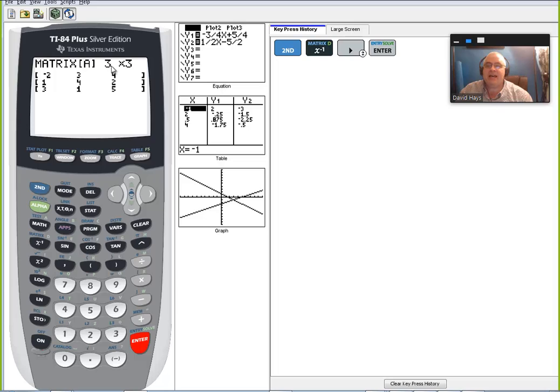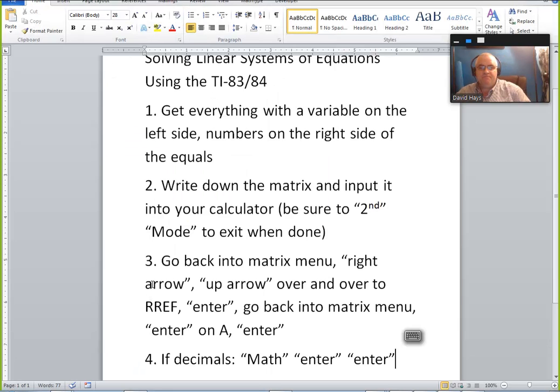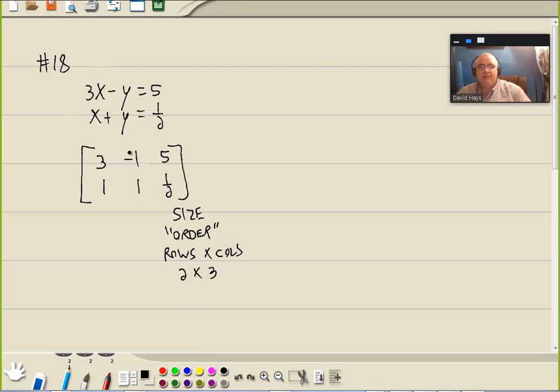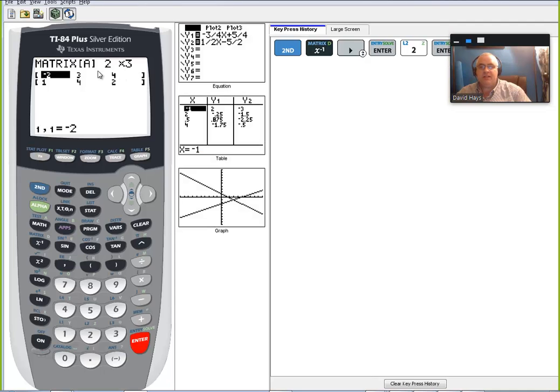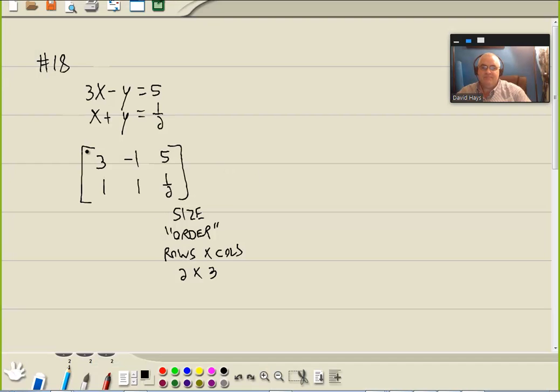Now it's asking us for the size or the order. And we said we had a 2x3. So do 2 enter, 3 enter. You cannot mess this up, because at this point what you have written down form-wise should look like the form of this. If you put a 3x2, it will not look like this.